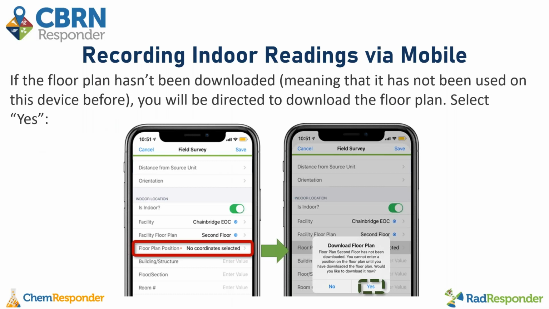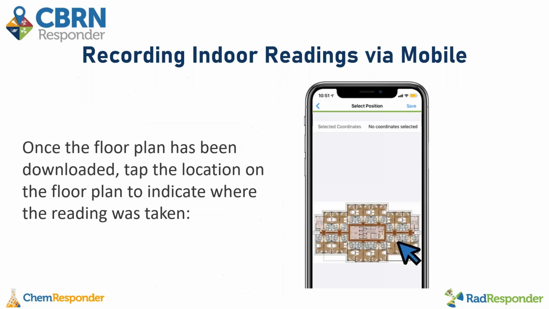Once you click Floor Plan Position, if that floor plan has not been downloaded, meaning that it hasn't been used on your device before, you will be directed to download the floor plan. So you will select Yes, the floor plan will download, and now you can tap the location on the floor plan to indicate where that reading was taken.